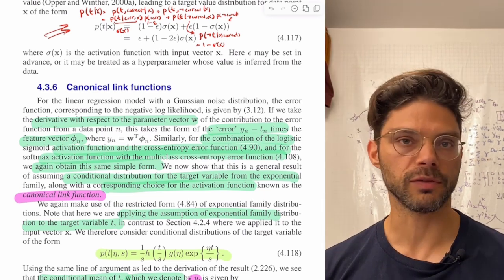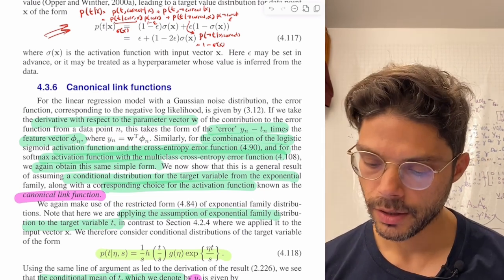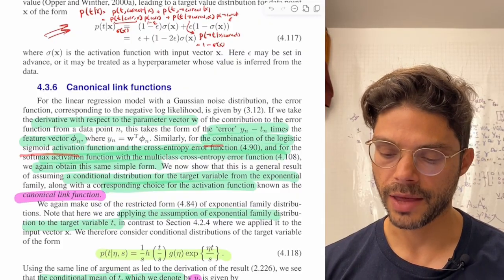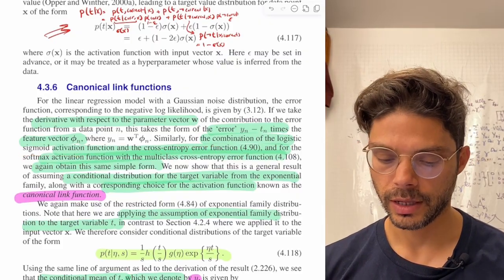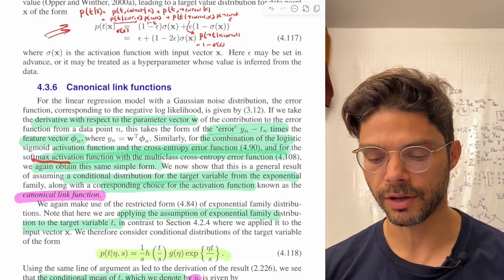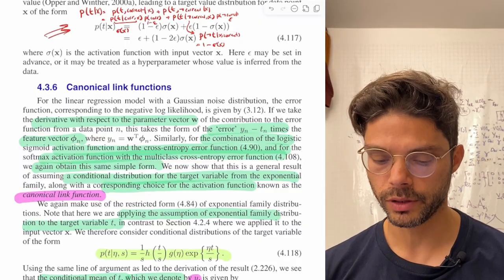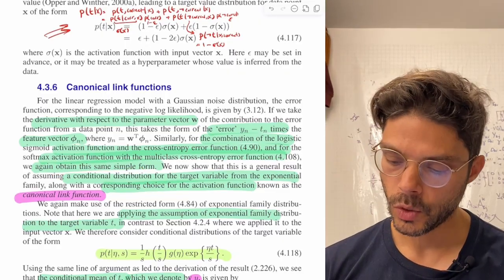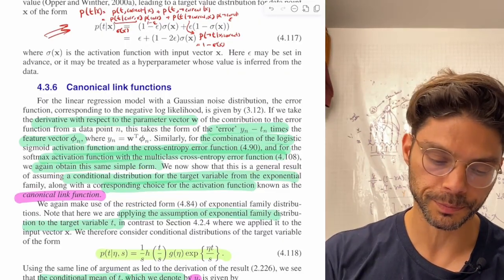So that was fine in isolation, and made a lot of sense then. But now it says similarly for the combination of the logistic sigmoid and the cross entropy error function, and for the softmax activation function with the multi-class entropy error function, we again obtain the same simple form. So the question is, why is this happening? We now show this is a general result.